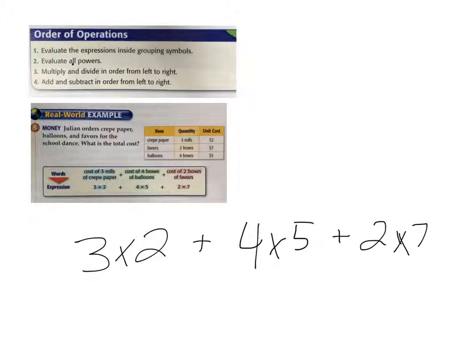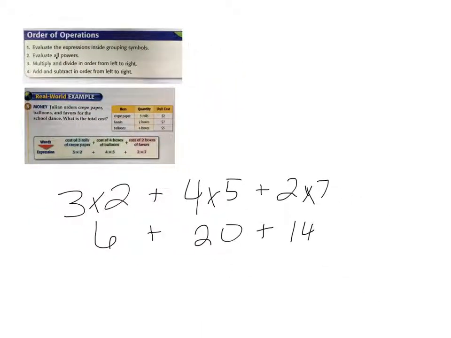Now if we look back up here in our order of operations, evaluate all expressions inside the grouping symbols. Well, do we have any grouping symbols? No, we don't. Do we have any powers? No, we don't. Multiply and divide in order from left to right. Step number 3, we have 3 times 2. We have multiplication and left to right, but let's make sure we don't add quite yet. So we multiply left to right. We're going to start with the first one. 3 times 2 is 6. 4 times 5 is 20. 7 times 2 is 14. Now bring your addition signs down, okay?